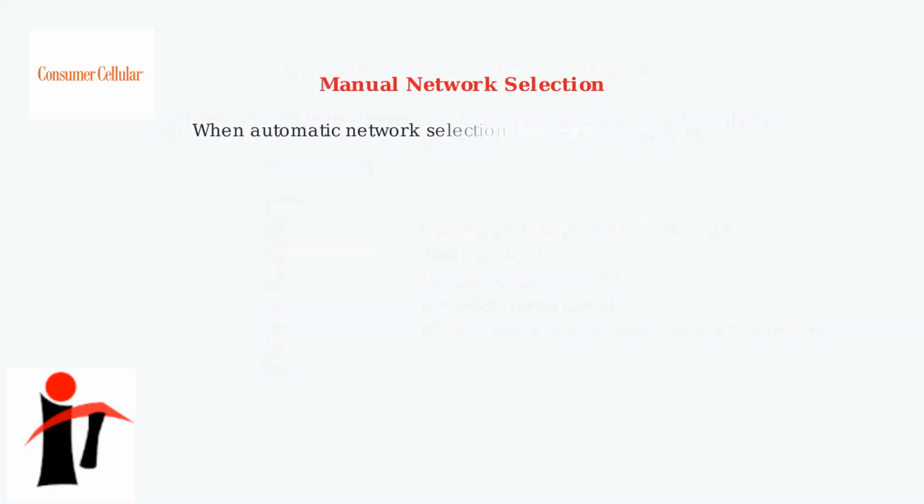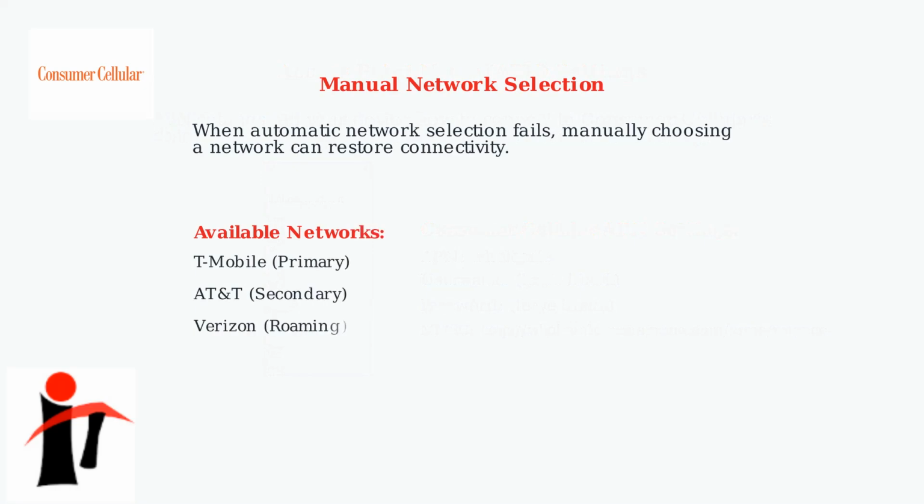Manual network selection allows you to choose which carrier network to connect to. Consumer Cellular primarily uses T-Mobile's network, but may have access to AT&T towers in some areas. Selecting the strongest available network can improve connectivity.